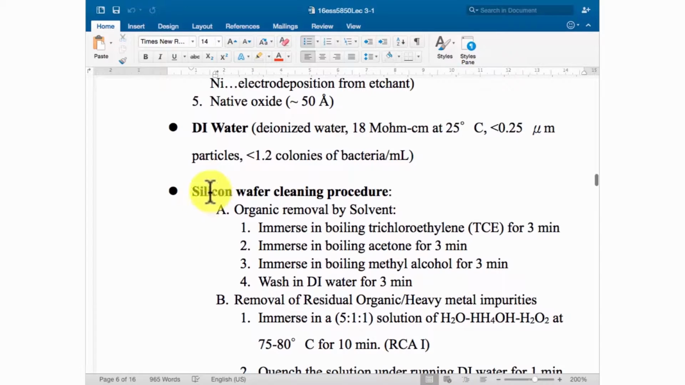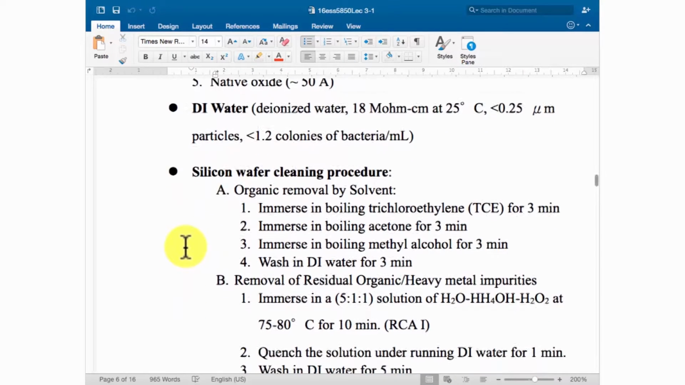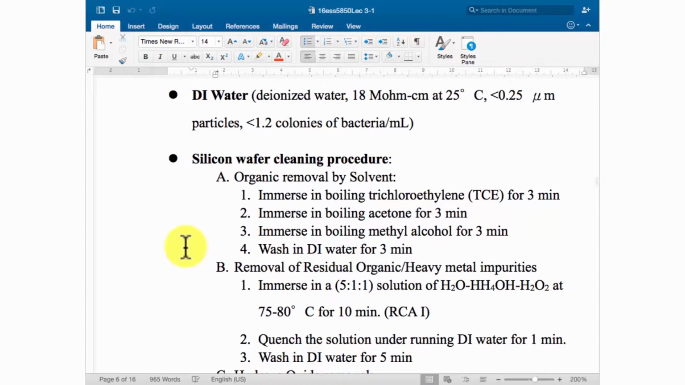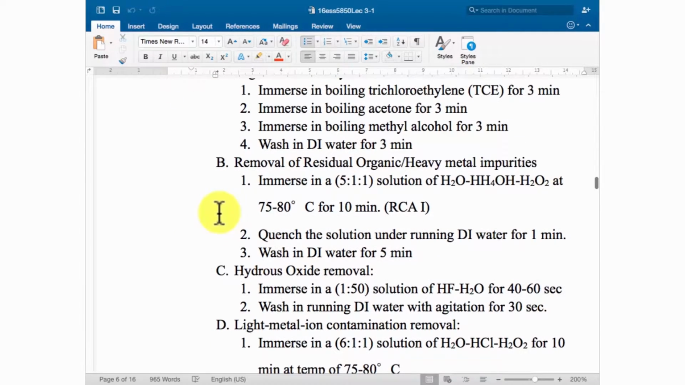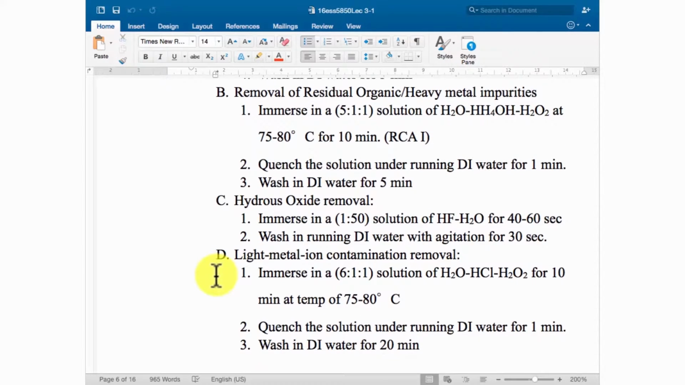The second part, wafer cleaning, actually goes through several steps to remove several things, including organic materials, light metals and also heavy metals. For organic materials, we need to use different solvents. For heavy metals, we use ammonium, called RCA1. For light metal contaminant removal, we usually use piranha, a mixture of hydrofluoric acid and hydrogen peroxide.